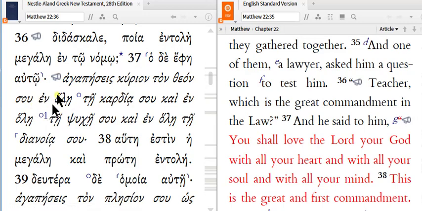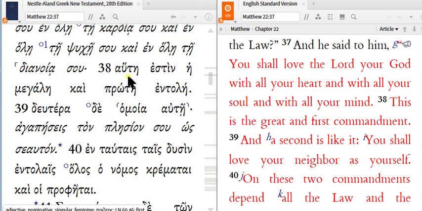By the way, that's the preposition en, but here, what is its sense? Is it inside of? It's with, which means instrumental use, okay? By what means do you accomplish the verbal activity? So with hole, we know holos, right? The whole or all, okay? With all your heart, and with all your soul, and with all your mind. Okay, and then we get to verse 38 here.